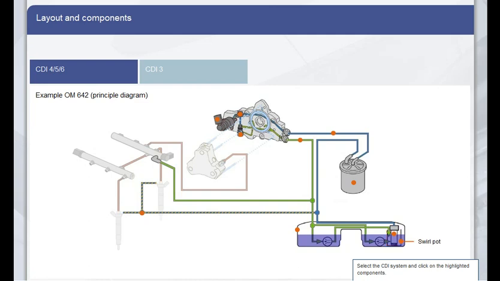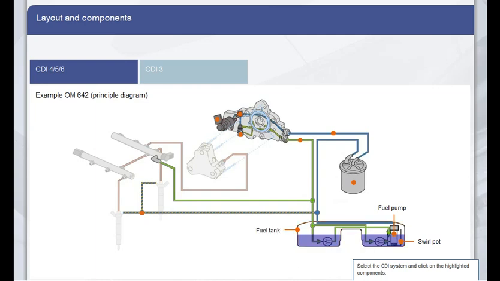The swirl pot is the housing of the fuel delivery module and prevents the fuel pump from drawing in air when the fuel is low or when cornering. The fuel pump delivers the diesel fuel to the supply line of the low-pressure system. If a line is blocked, the pressure relief valve restricts the pressure to a maximum of 8.5 bar.